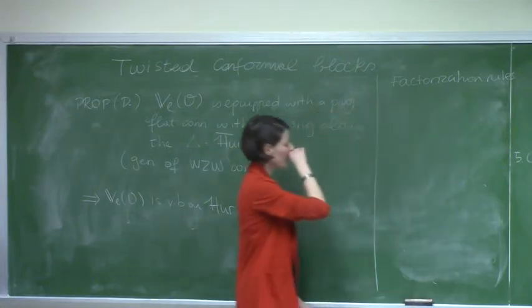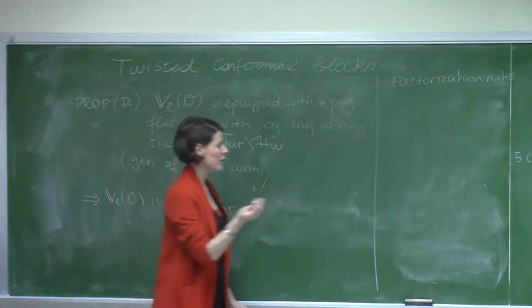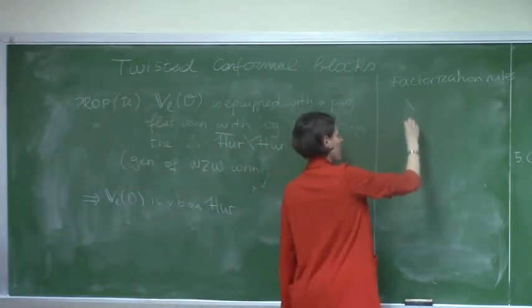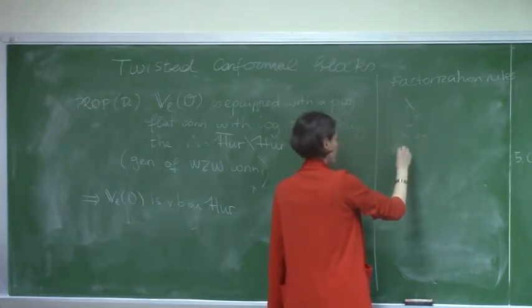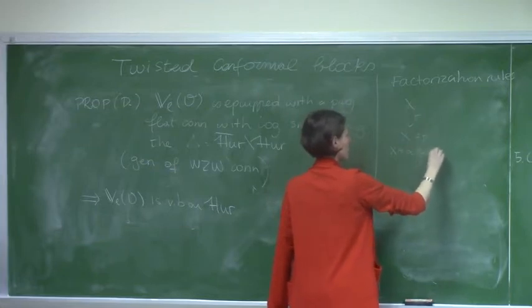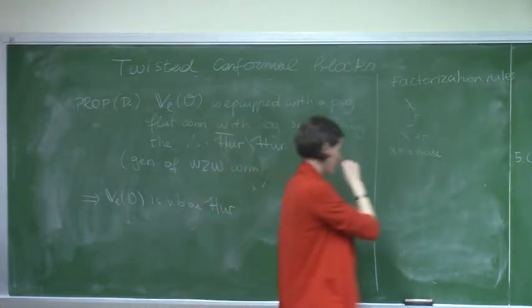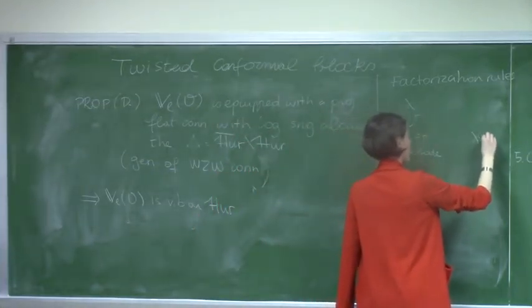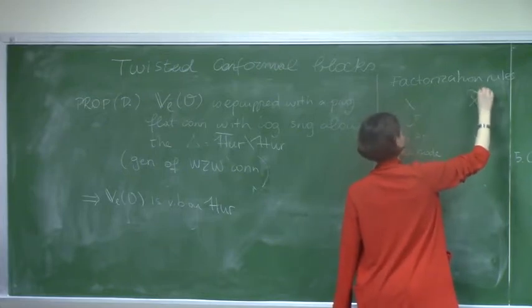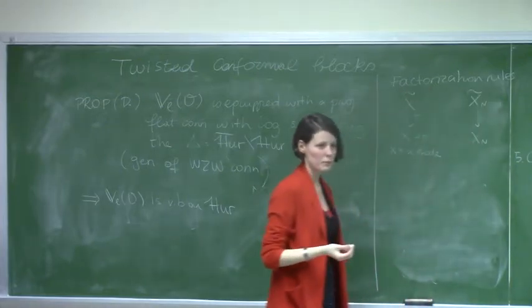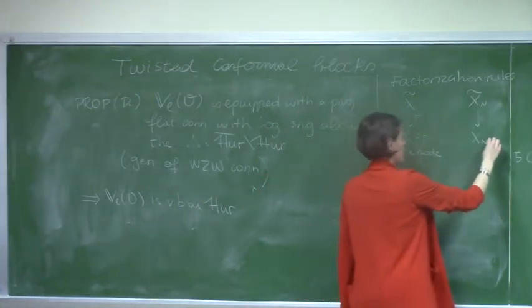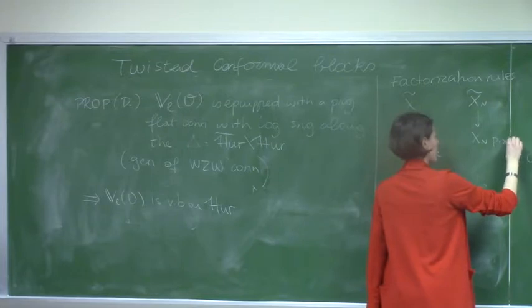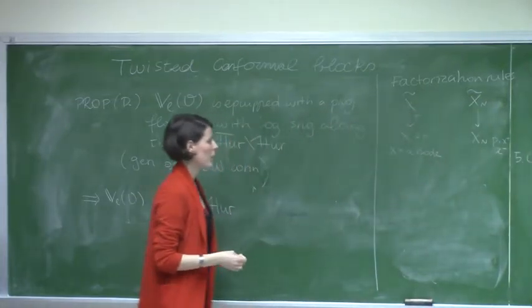So the way I do it, and the way that some people do it, is the following. If I have now a gamma covering, and I assume X to have a node at a point small x, then I can take the normalization of the curve. I assume I'm just on points. And this one will be marked by the two points, X plus and X minus.